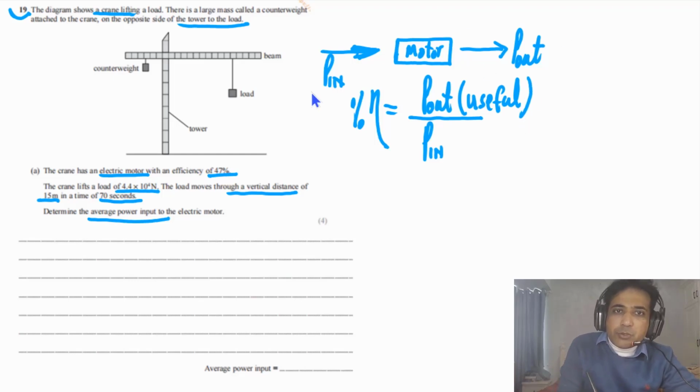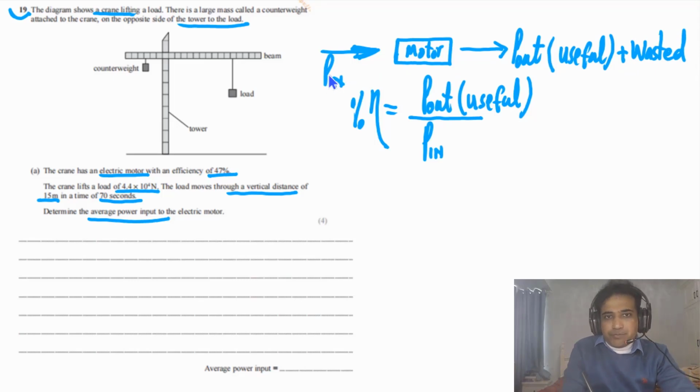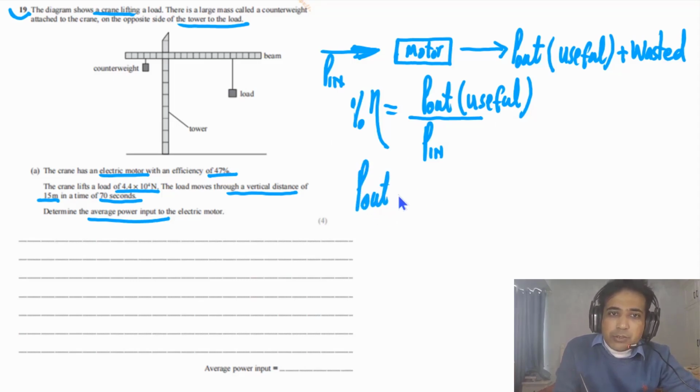P out has to be equal to P in, but P out will have useful power, so this will be P out useful, and also there will be P out wasted, or dissipated power wasted. So this sum has to be equal to P in. So in this case we have P out. We can calculate P out, the useful work done by the crane, by the motor. We can calculate that one. So first of all we can say the P out useful.